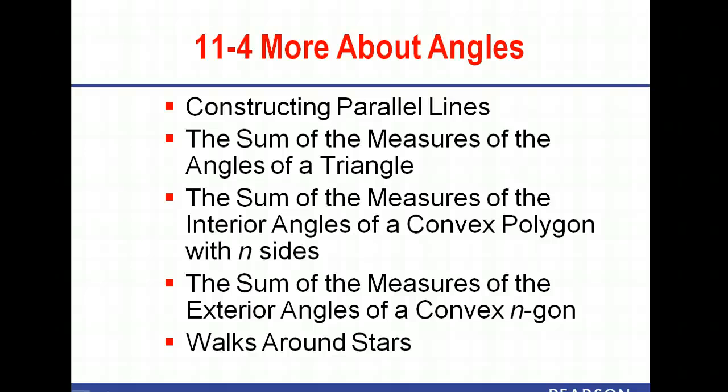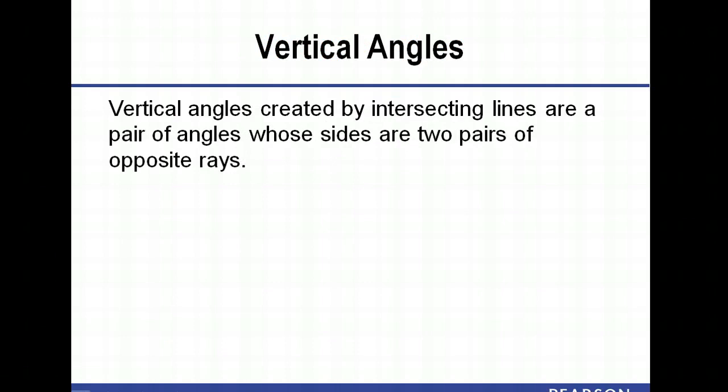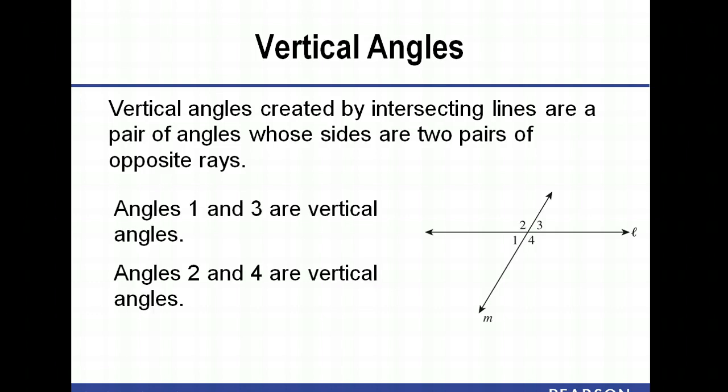Hi 213. In this video we're going to talk about section 11.4 where we work with angles some more. So we're going to begin with discussing vertical angles. Vertical angles are created by intersecting lines and they are a pair of angles whose sides are two pairs of opposite rays. So let's see exactly what this looks like.